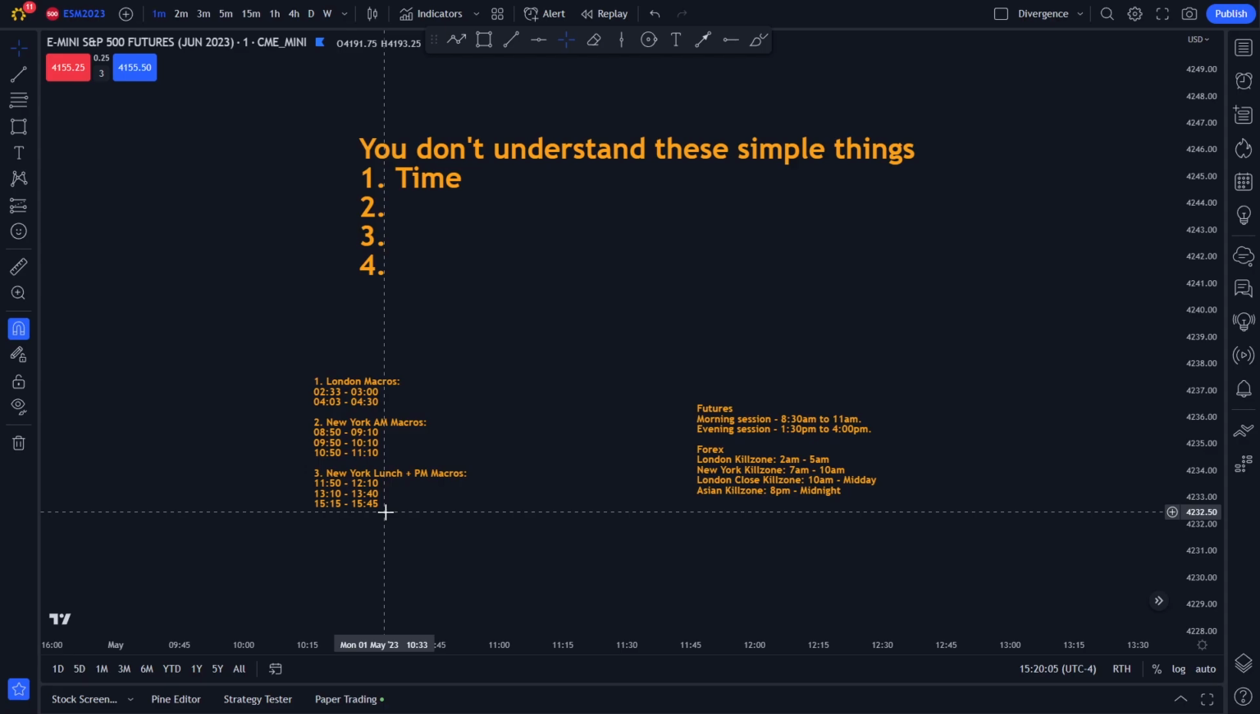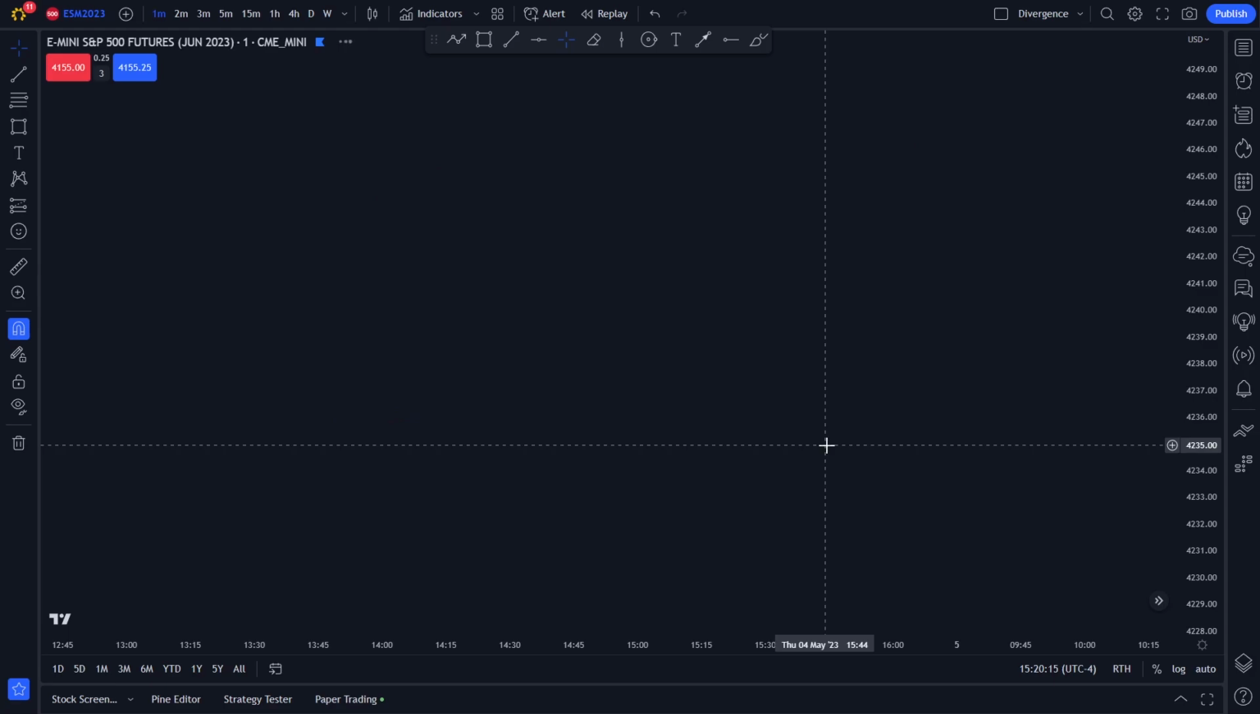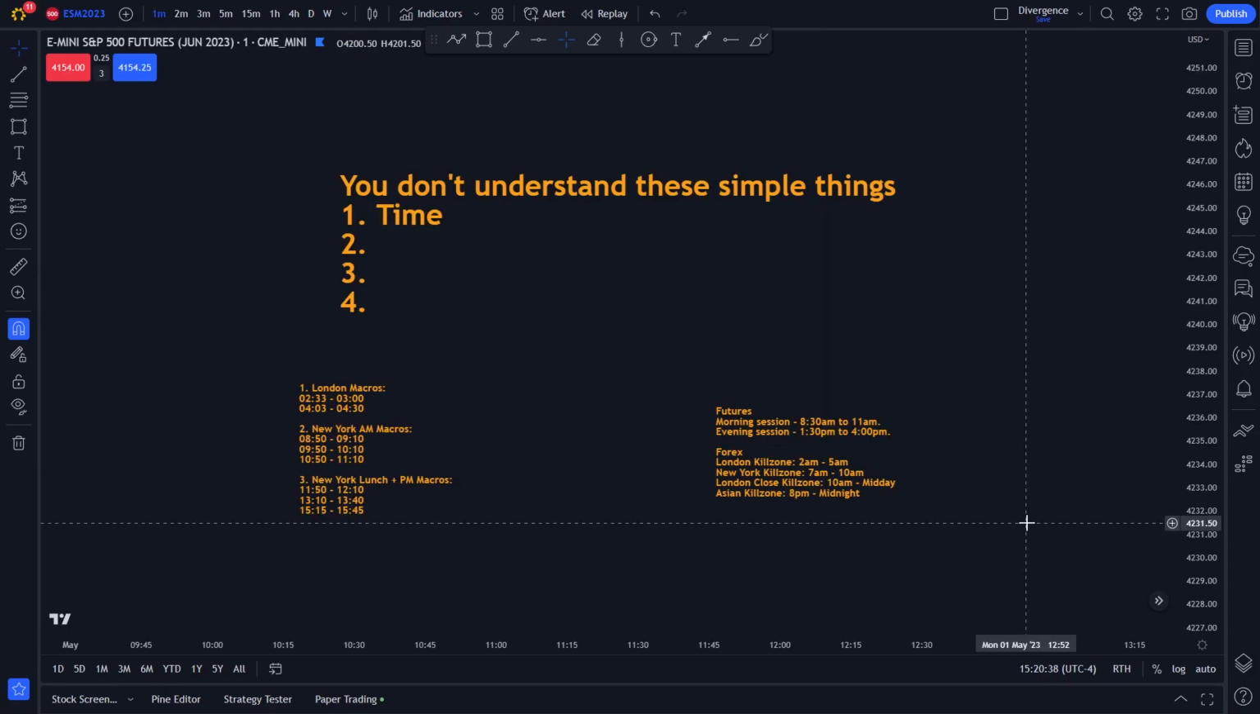I'm going to show you a couple of examples of this, of the macros. And also kill zones are very important too, because that's when there is liquidity in the market, and that means that the algo and institutions, they want to move the price to take out the liquidity. So that's why it's important to know these kill zones, and it's different for futures and forex.